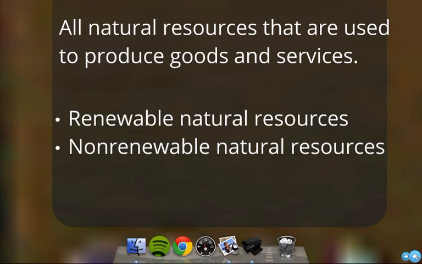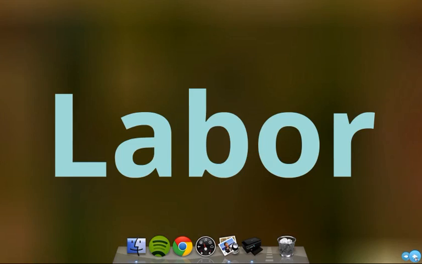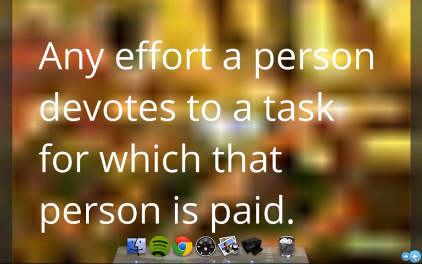Now the next factor of production is labor. And so when we talk about labor, we're talking about the effort a person devotes to a task where they get paid. So anything that you do to get paid, that is the idea of labor. So if you wash somebody's car and get paid for it, that is your labor.